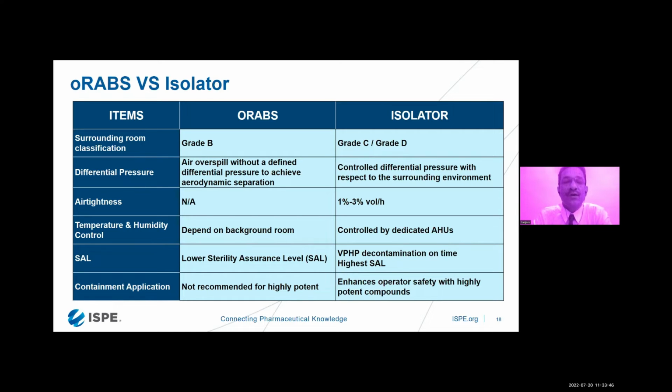Because when we talk about the difference between a grade B and a grade C, we are mainly talking about the viable and non-viable monitoring. What type of viable and non-viable monitoring do you conduct on a daily basis when your batch is going on in the machine for the grade B area, and what will be the difference between grade B and grade C area? The difference will be the reduction in the environmental monitoring, viable and non-viable, that you conduct.